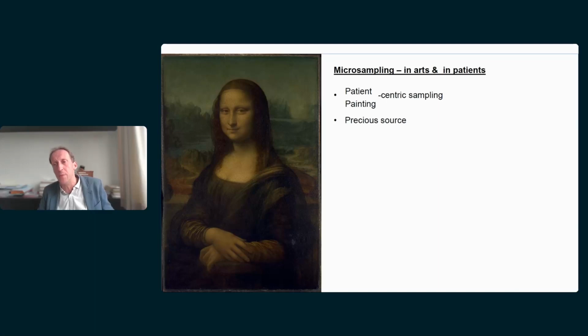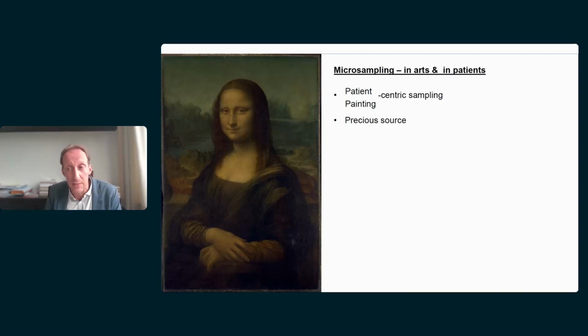Something else which is in common between the Mona Lisa painting and patients is that they both represent a precious source. I guess we can all agree that the Mona Lisa is rather precious. I looked it up, and already back in 1962, it was estimated at a price of 100 million euro. If we take inflation into account, that would amount to roughly 1 billion these days.